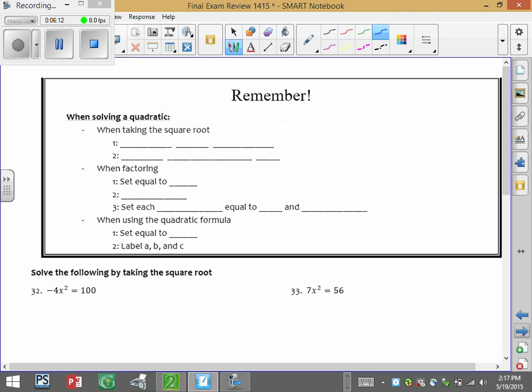Now, if we're going to start solving these things, a couple quick things to remember. When taking the square root, make sure you isolate the squared term.